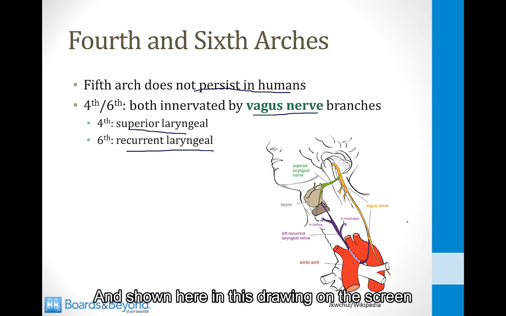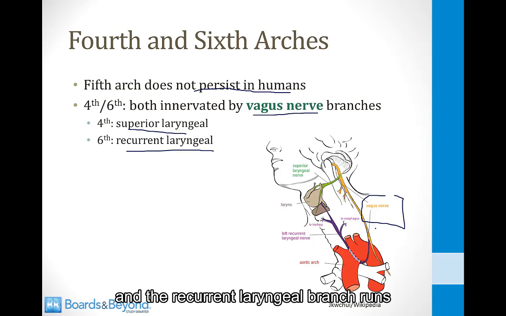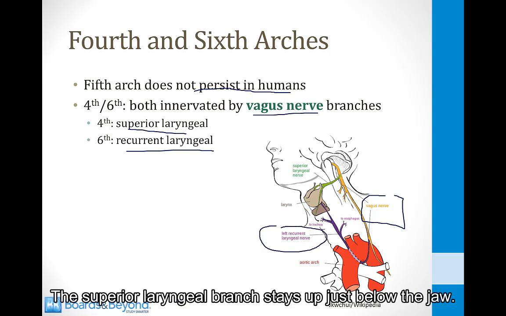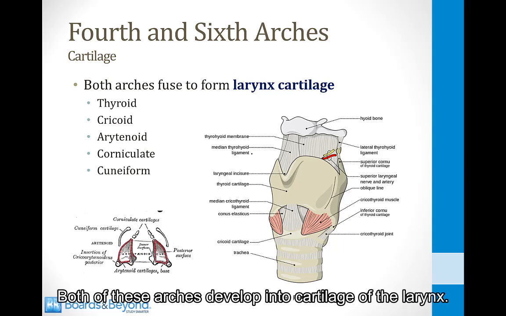And shown here in this drawing on the screen is the vagus nerve, and the recurrent laryngeal branch runs up and around the aorta on the left side. The superior laryngeal branch stays up just below the jaw. Both of these arches develop into cartilage of the larynx.